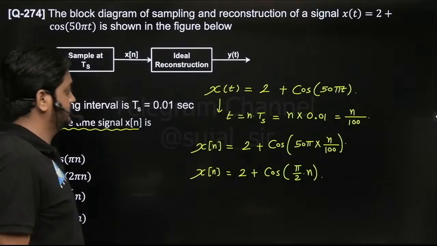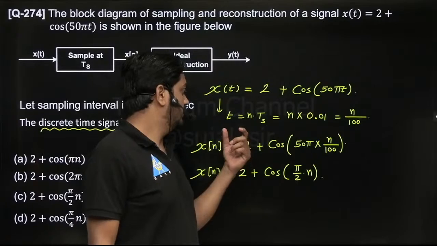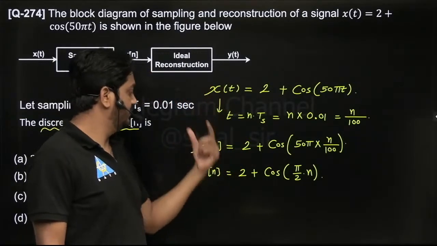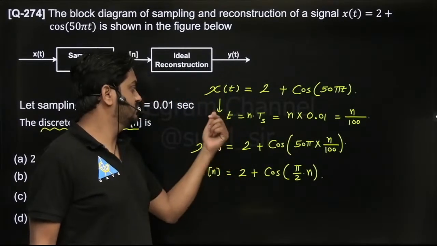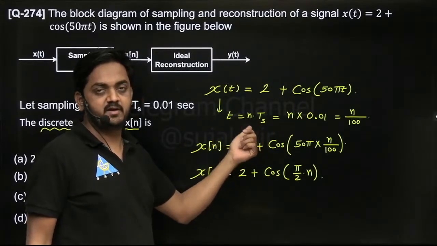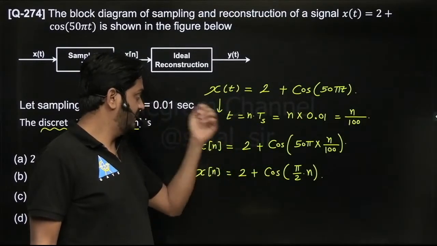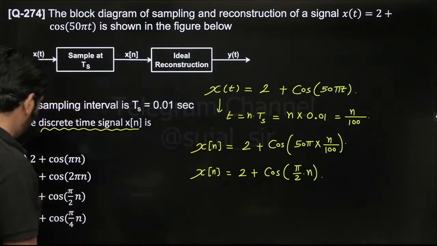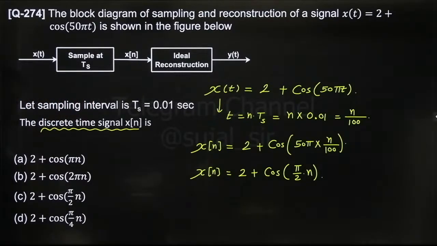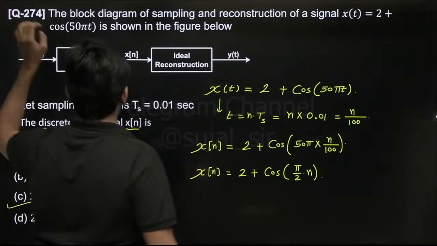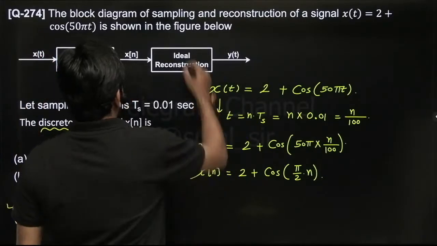So this is the process for converting a continuous time signal into a discrete time signal. Simply you have to replace t with nts, where n is an integer value and ts is the sampling interval. So what is the right answer? 2 cos pi by 2 n. I think option C, guys. Option C should be the right answer to this question.